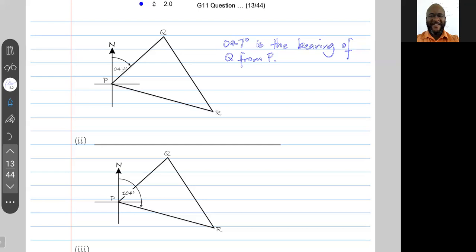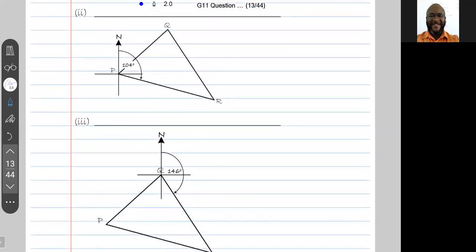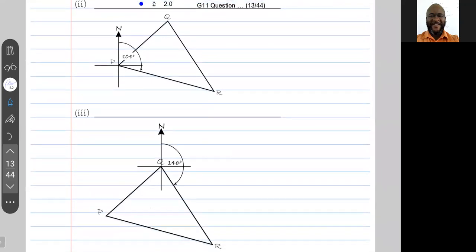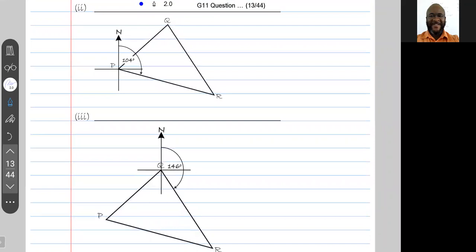Why Q? Because the arc goes from north and comes around to the line connecting P and Q. The north-south line is drawn at P. This 47 degrees is the bearing of Q from P. What I want you to do now is to identify in a similar fashion what the other bearings are. Give me the answer for II and III. You can type your answer in the chat.